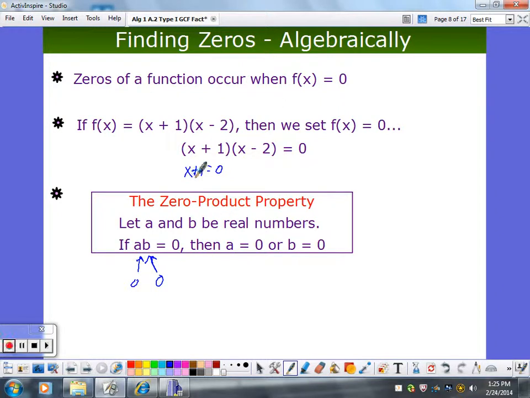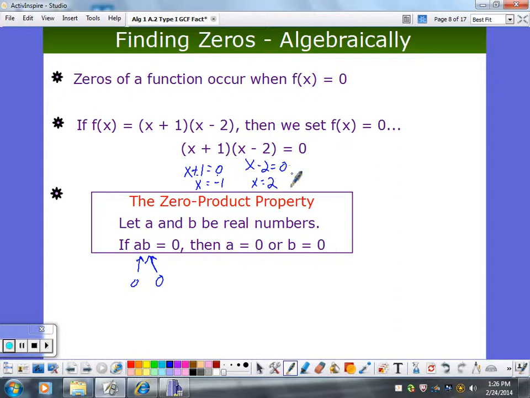Solve this equation, right? Subtract 1 from both sides, what do you get? And then, or maybe it was this factor that's 0. Let's solve that one for 0. I know how to solve that. Add 2 to both sides, what do you get? 2. There are two solutions, x equals -1 and x equals 2.